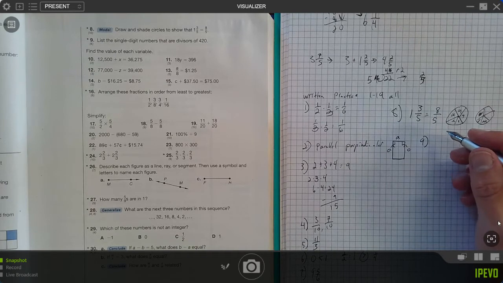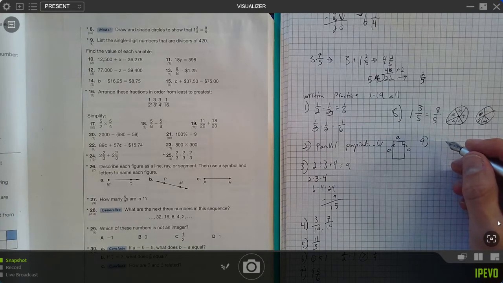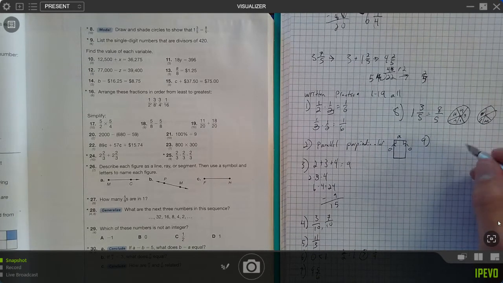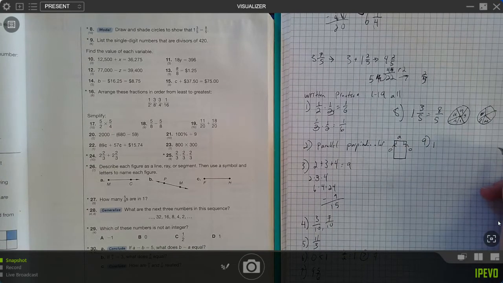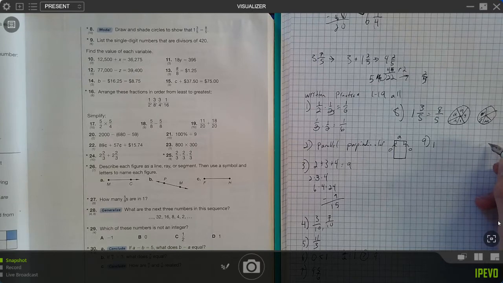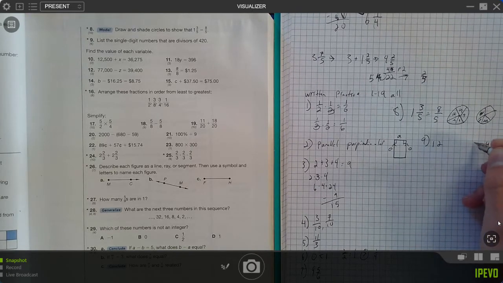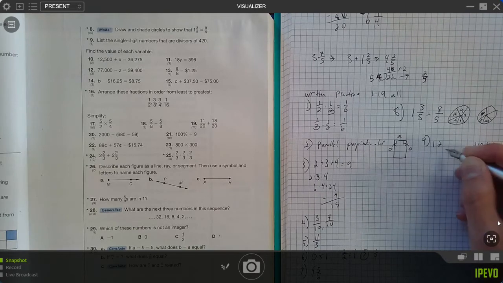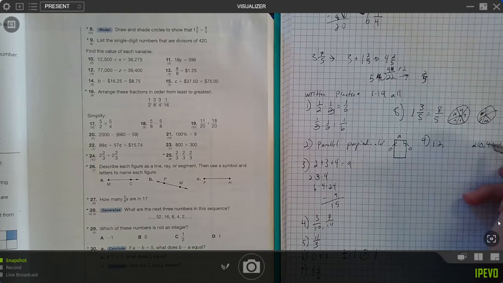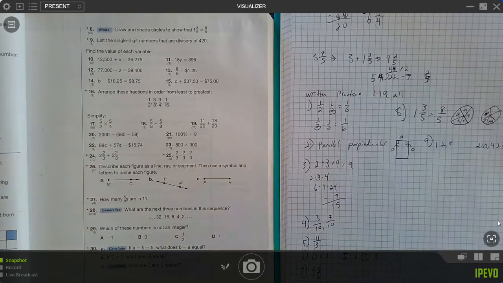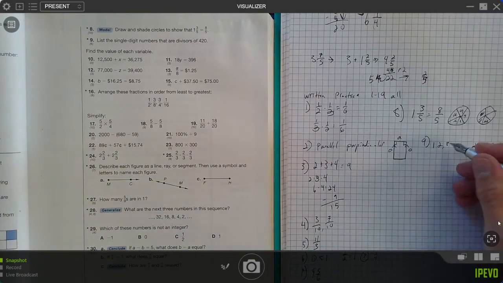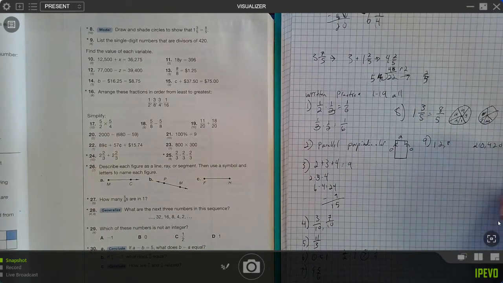9. List the single-digit numbers that are divisors of 420. 420, 420. That's disrespectful and improper, Mr. Thibodeau. 2 to 10. Does 3 go into it? 4, 5, 6? Yeah, 3 will go into it. Will 5 go into it? Yeah, 5. Will 4 go into it?